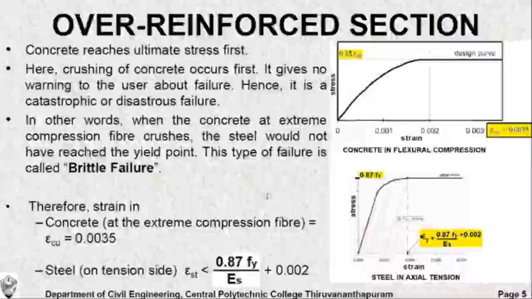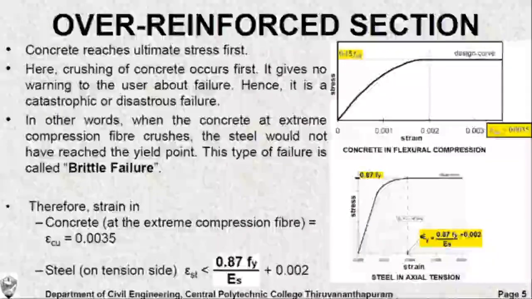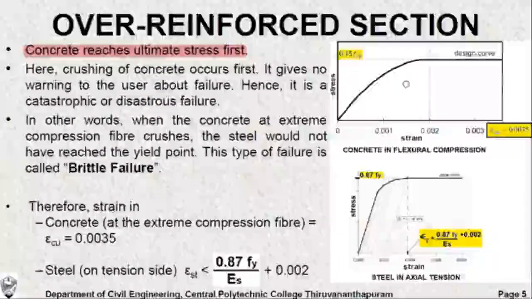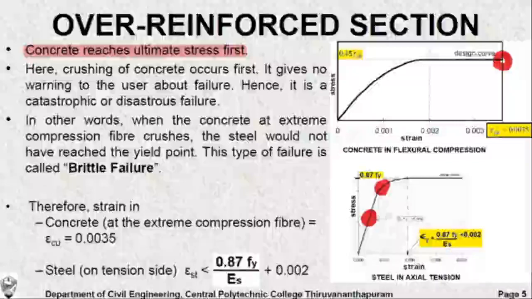Now coming to the next case of reinforced concrete section, that is over reinforced section. When concrete reaches ultimate stress first, that is, the crushing of concrete occurs first well before yielding of steel happens. That is, the steel might not even have reached the yield strain. The strain in steel might be somewhere here or somewhere here. It may not have reached the yield strain 0.87 Fy by Es plus 0.002.